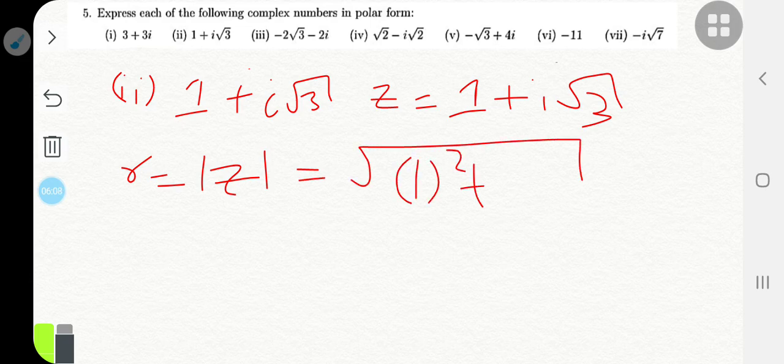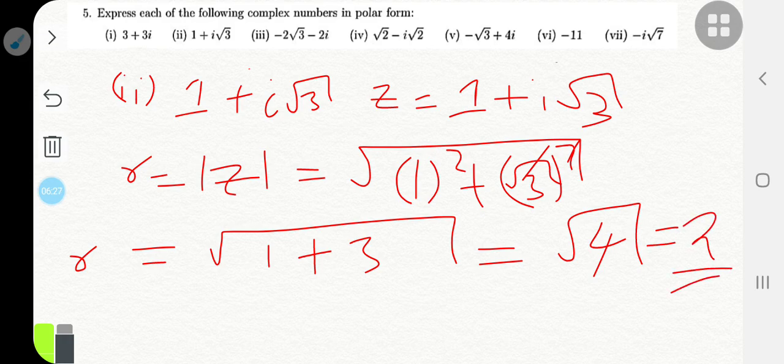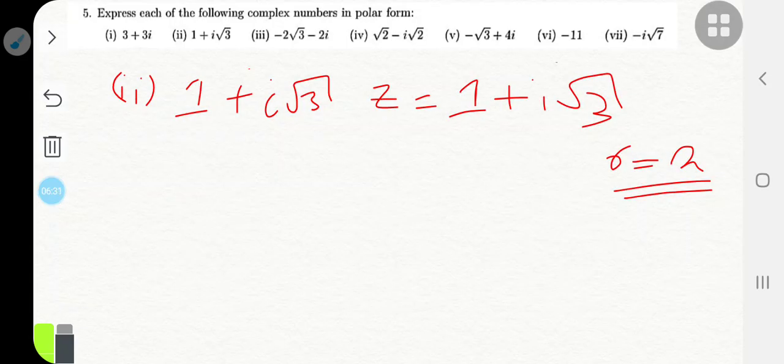I'll just square 1 there, plus the root of 3, also square it there. Then I'll have 1 plus 3 under the square root, so I'll remain with the root of 4. And you know the root of 4 is just equal to 2. So our r is just 2.